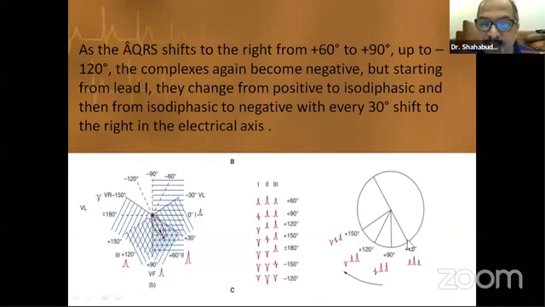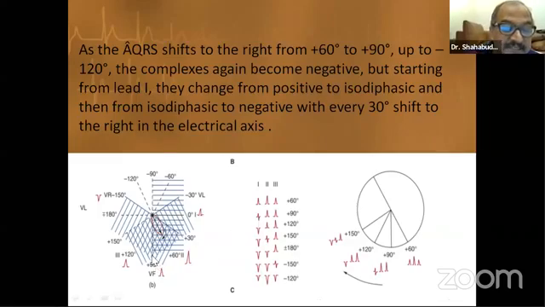If we consider lead 1, this lead 1 has a hemifield of minus 90 to 90. So if we consider shifting from 60 degrees to plus 90 degrees, there will be a decrease in the ECG size, because it becomes perpendicular to the electrical axis. So it becomes equiphasic or isodiphasic.